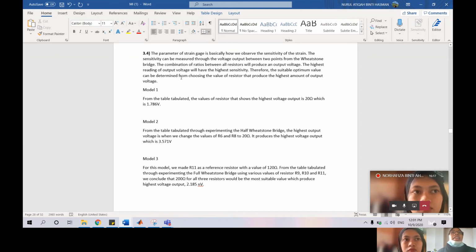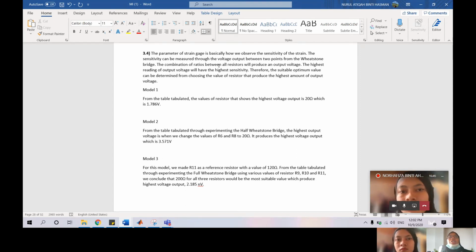Okay, next. For 3.4, it asks us to propose the optimal value for each model. So we just find that. The parameter of the strain gauge is basically how we observe the sensitivity of the strain. Basically, the sensitivity of the strain can be measured by choosing the highest voltage output between the 2 points from the Wheatstone bridge that we calculated before.